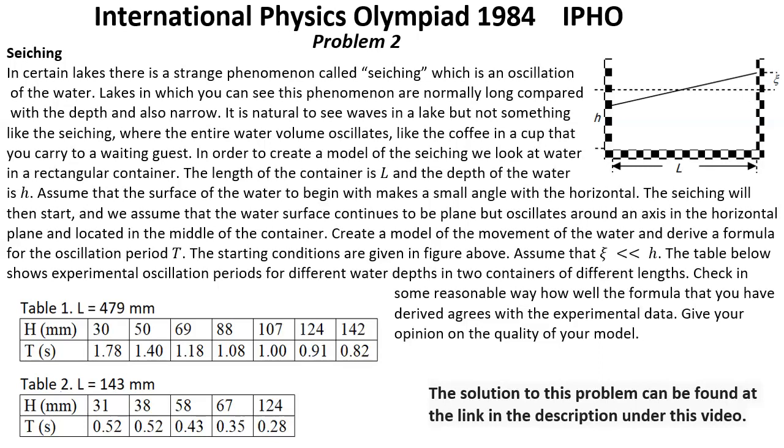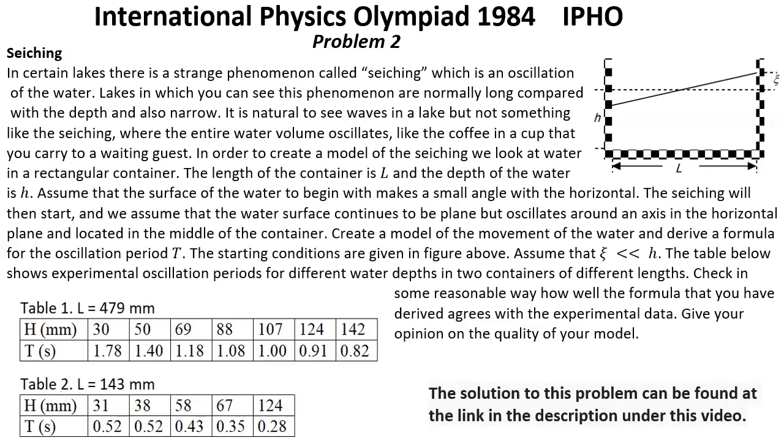In order to create a model of the seiching, we look at water in a rectangular container. The length of the container is L and the depth of the water is H. Assume that the surface of the water to begin with makes a small angle with the horizontal. The seiching will then start, and we assume that the water surface continues to be plane but oscillates around an axis in a horizontal plane and located in the middle of the container.